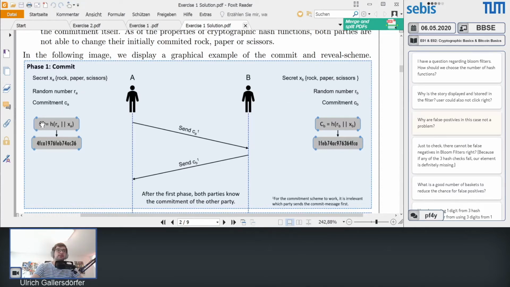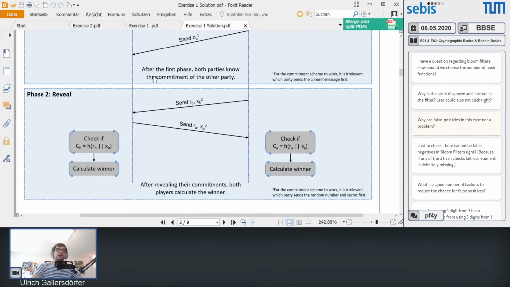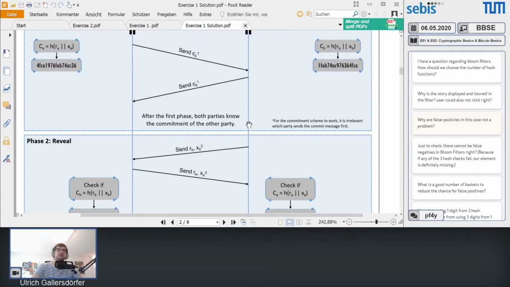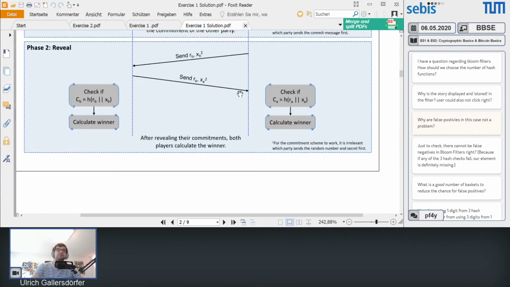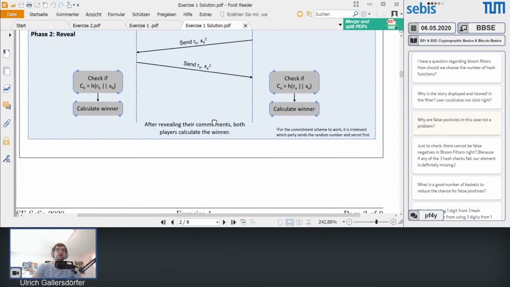Our commitment is calculated here and here. And these commitments are now sent to each other. After the first phase, both parties know the commitment of the other party. And now they say, okay, we now reveal our R, our random number, and our decision. They check if it's actually the correct result, and then they can calculate the winner.